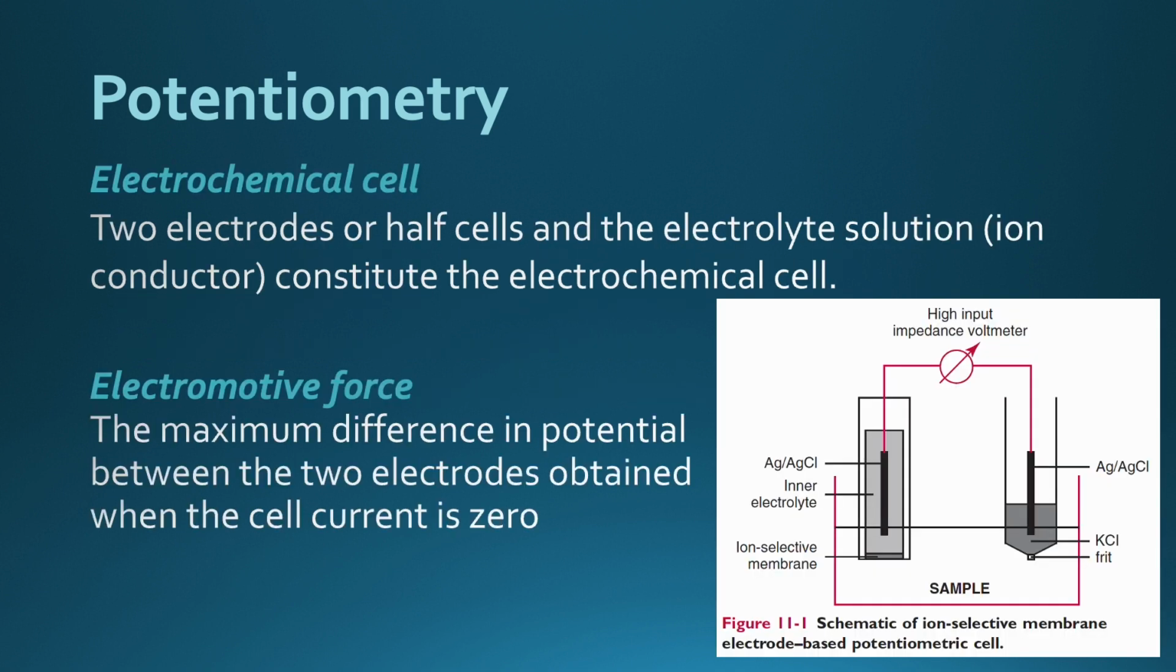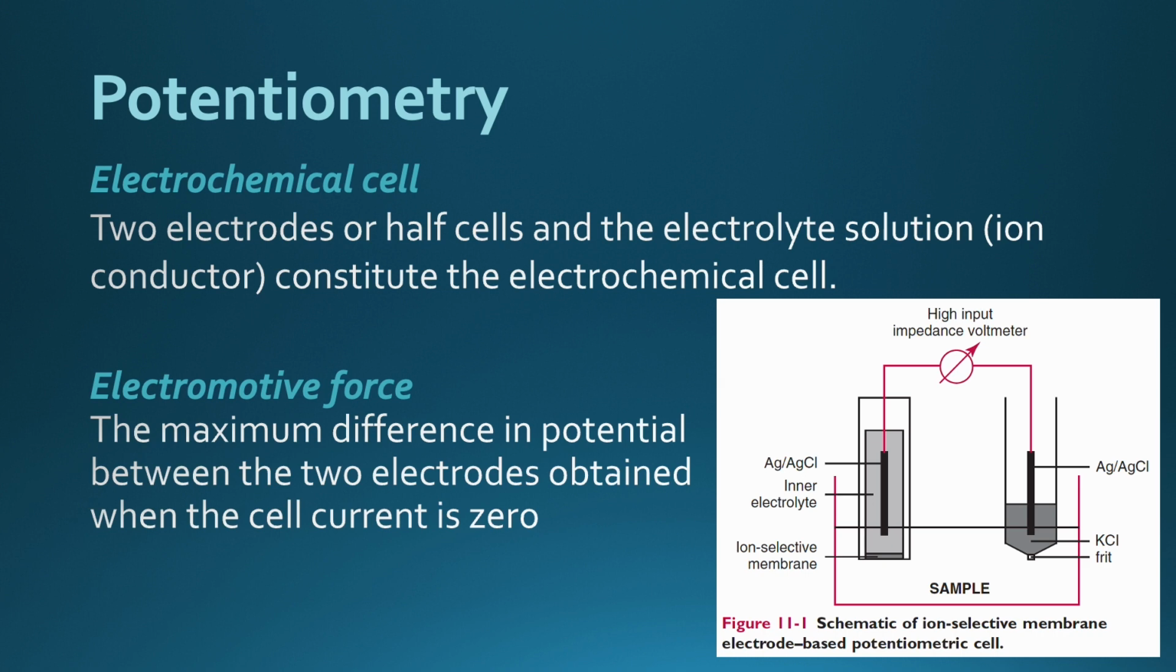So you will find two electrodes immersed in a solution in an electrochemical cell where the cell current should be zero. This is a basic electrochemical cell in potentiometry. You have two different electrodes, both immersed in a special electrolyte solution that contains the analyte of interest. Okay, we're not talking about the patient sample. It's just a reference solution that is contained in this electrochemical cell.